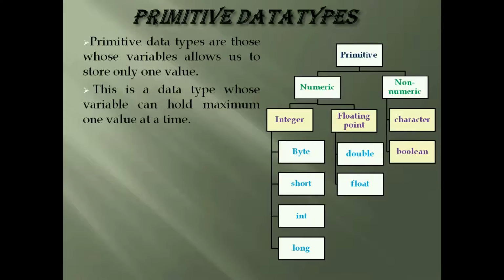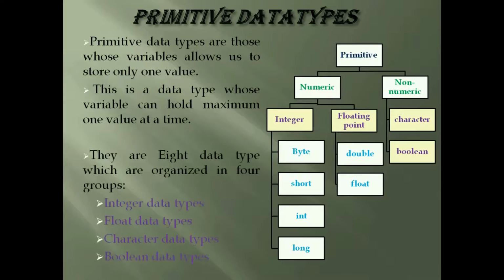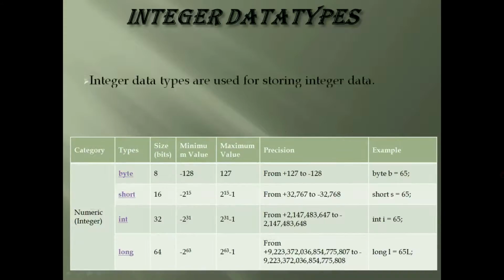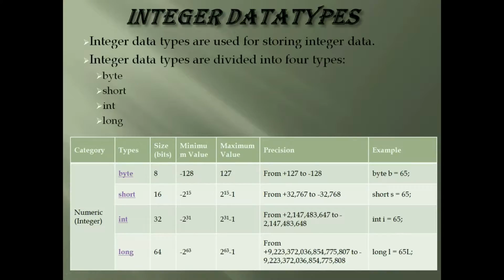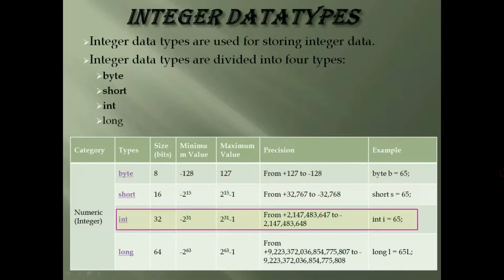In primitive data types, we have 8 data types which are organized in 4 groups. They are integer data types, float data types, character data types, and Boolean data types. First, we'll see what integer data types are. Integer data types are used for storing integer data in the main memory of the computer by allocating a sufficient amount of memory space. Integer data types are divided into 4 types. These are byte, short, int, long.